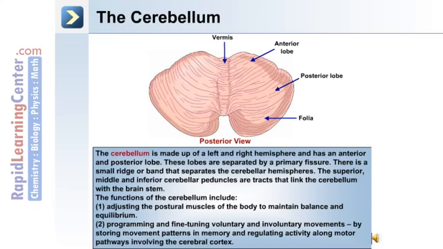The functions of the cerebellum include, number 1, adjusting the postural muscles of the body to maintain balance and equilibrium. And number 2, programming and fine-tuning voluntary and involuntary movements by storing movement patterns in memory and regulating activity along motor pathways involving the cerebral cortex.